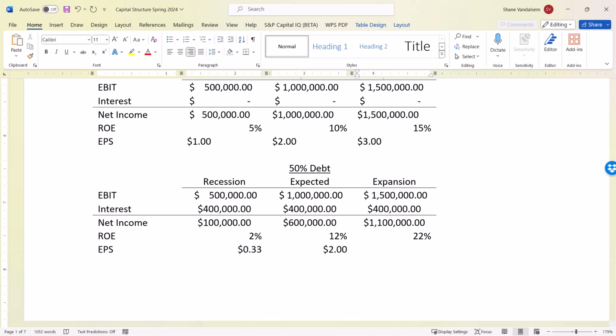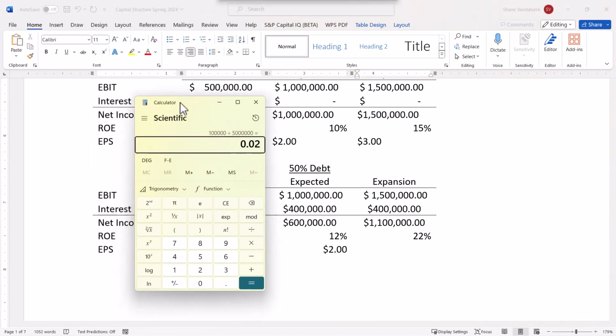And I'll just show you that calculation real quick. So I'm going to take $1.1 million divided by 300,000 shares to give us an earnings per share. We'll round it here at $3.67.